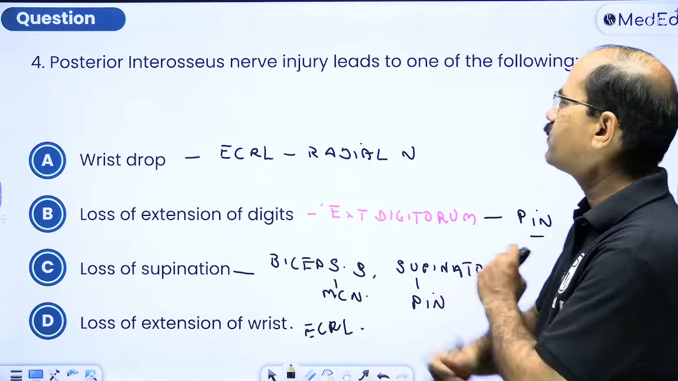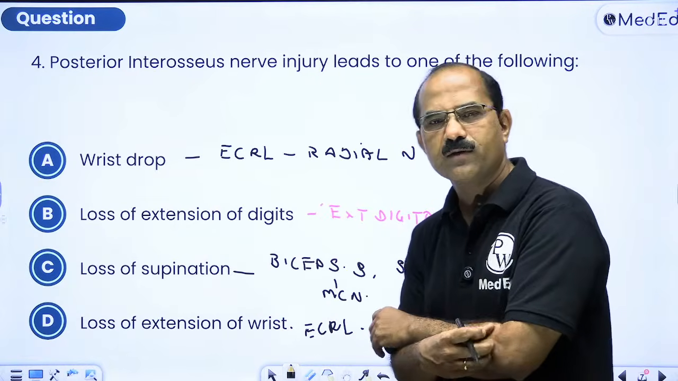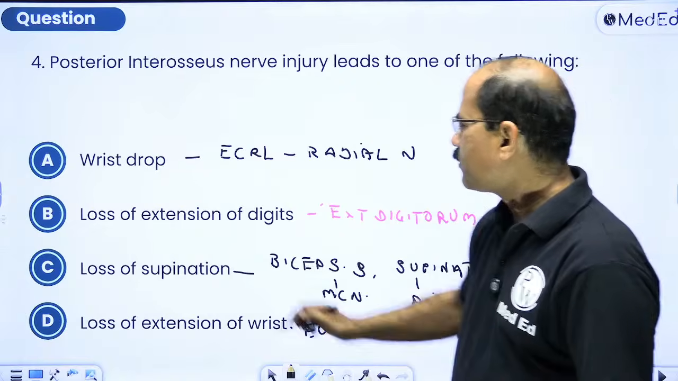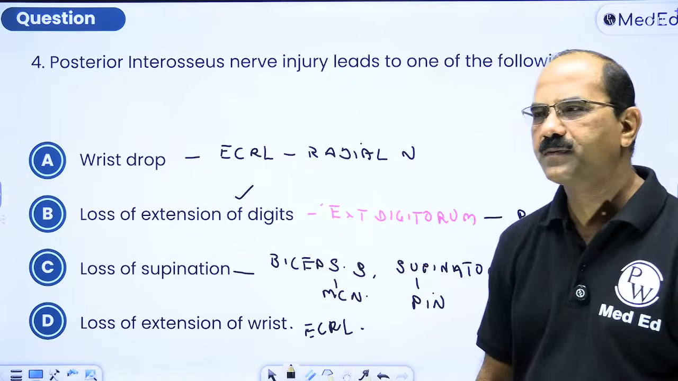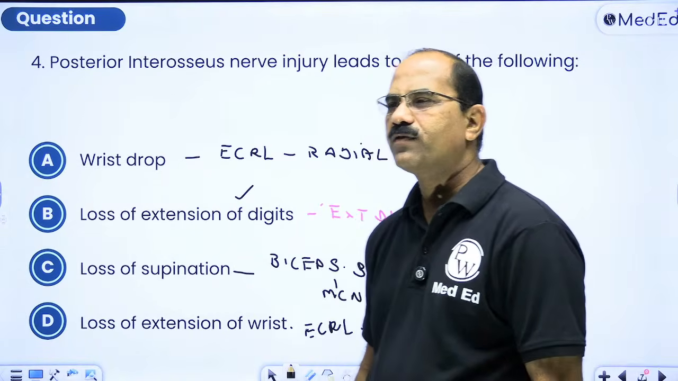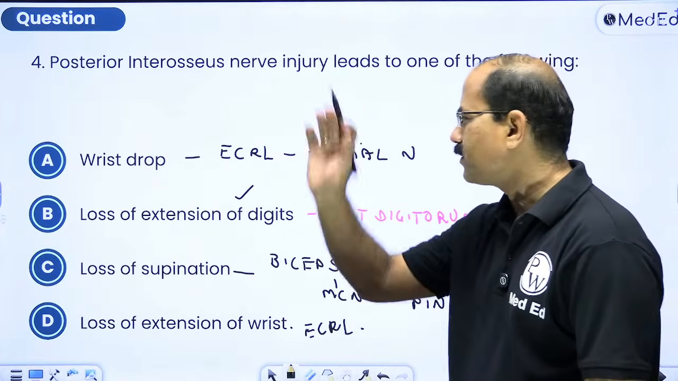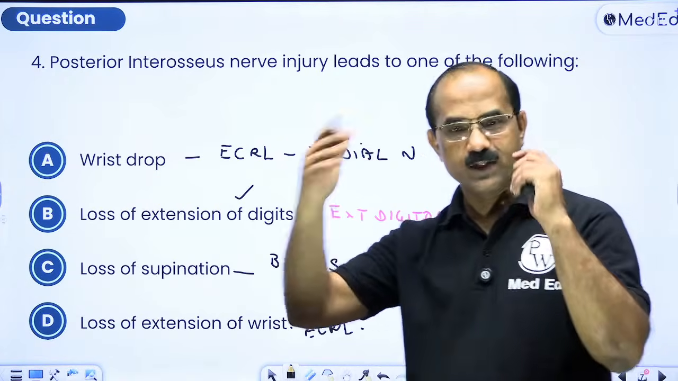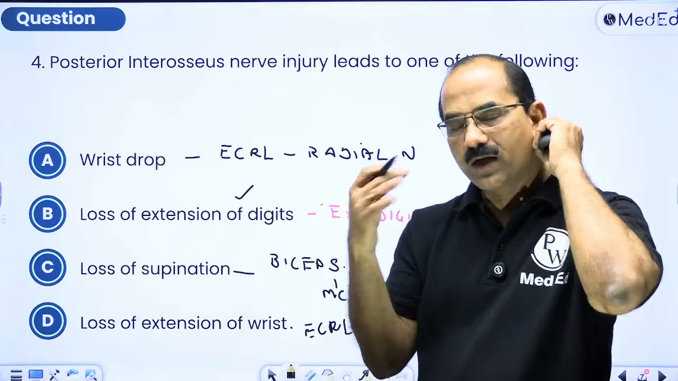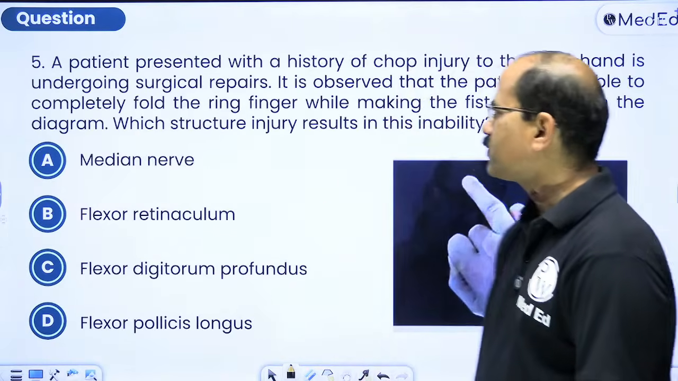So posterior interosseous nerve injury leads to one of the following. Fine. So answer is loss of extension of the digits. Very good. You're answering well. Be interactive. जितना interactive रहोगे ना उतना अच्छा होगा आपके लिए. It will be easy for you also.